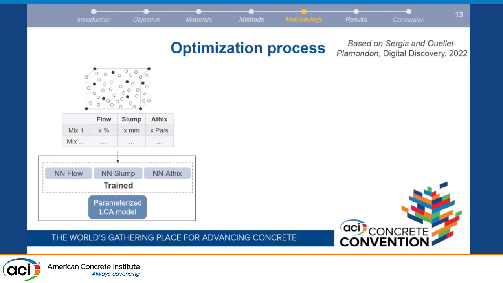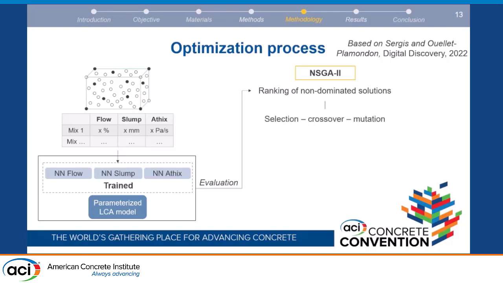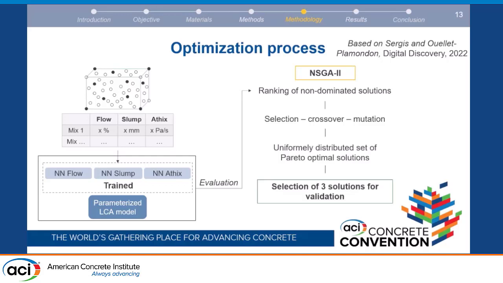And we use these predictions and this LCA calculation as objective functions in the ranking of non-dominated solutions in the genetic algorithm NSGA2. And so through selection, crossover, and mutation, we get a uniformly distributed set of Pareto optimal solutions, or at least a non-dominated front. So that means we get a set of best compromises between competing objective functions.